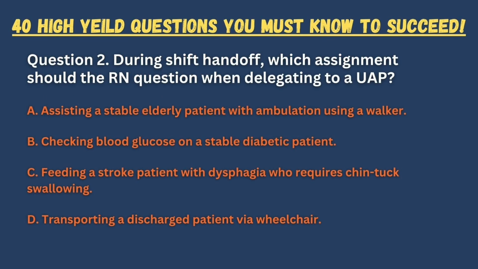Question 2. During shift handoff, which assignment should the RN question when delegating to a UAP? A. Assisting a stable elderly patient with ambulation using a walker. B. Checking blood glucose on a stable diabetic patient. C. Feeding a stroke patient with dysphagia who requires chin-tuck swallowing. D. Transporting a discharged patient via wheelchair.